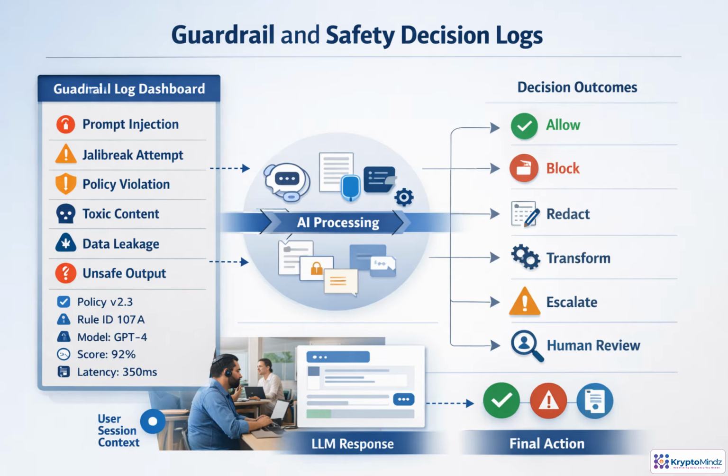Guardrail logs show the safety decision trail for each AI interaction. Capture what was evaluated, such as the prompt, retrieved content, tool call, or draft response. Record the classification, including injection, jailbreak, toxicity, data leakage, or unsafe output. Most importantly, capture the outcome: allow, block, redact, transform, warn, escalate, or send for human review. Tie each decision to the policy version, rule ID, confidence, latency, user session, model call, and final handling.